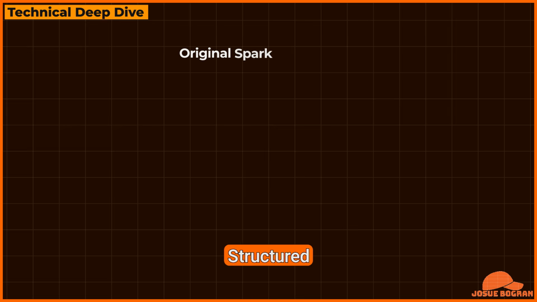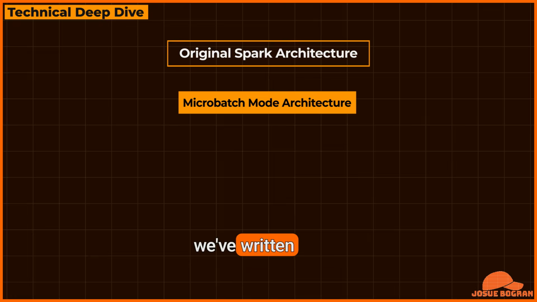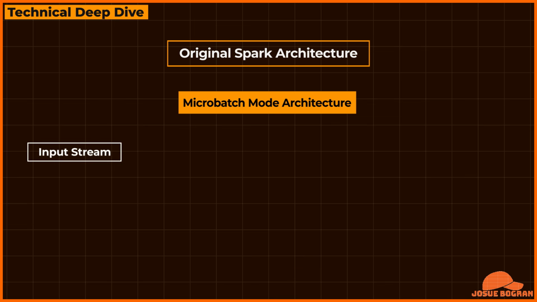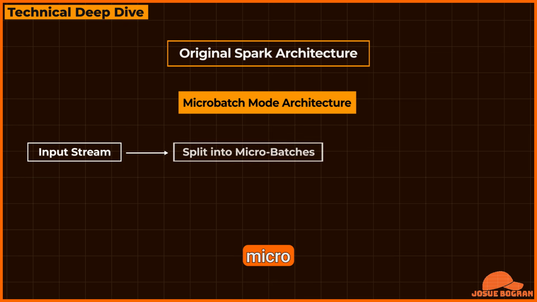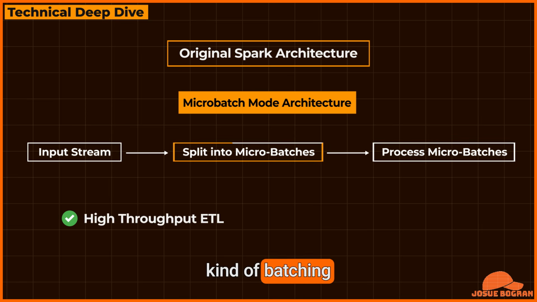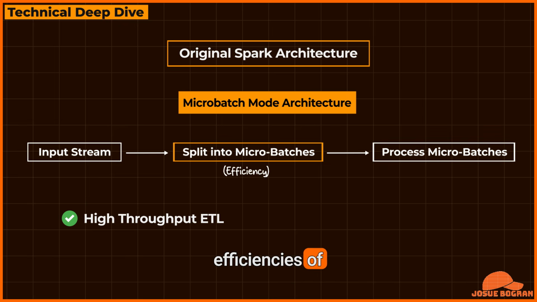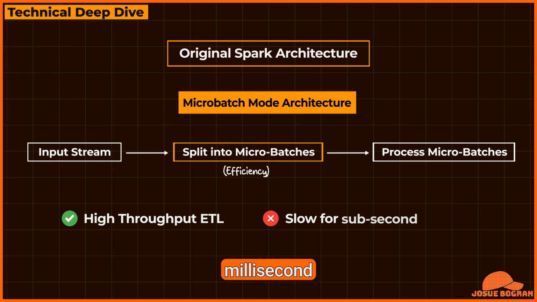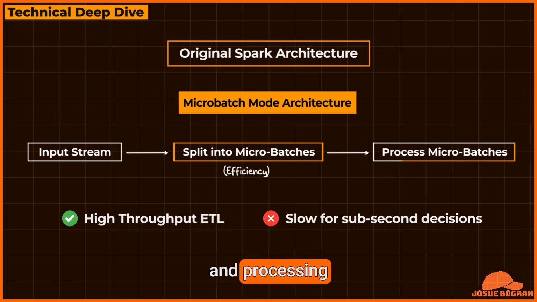The original architecture of Spark Structured Streaming is called the micro-batch mode architecture. We've written about it a lot. There are a bunch of blogs published about it. But at a high level, it takes an input stream, chunks it into discretized chunks called micro-batches, small micro-batches, and then processes these micro-batches. This architecture is actually what makes it possible to do really high-throughput ETL, because you're getting the efficiencies of batching. But this architecture also makes it difficult to get true sub-second, millisecond-level latencies, because you are, at the end of the day, batching and processing it.